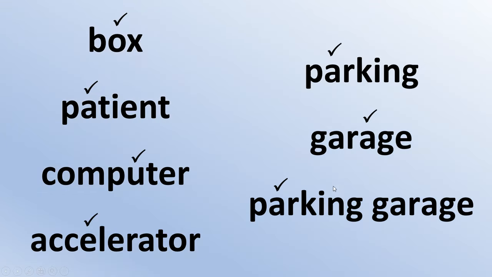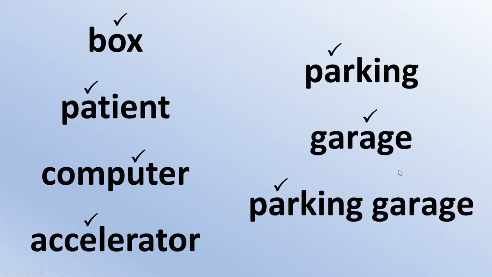If you think about it, this is how the stress works out in English. Box, patient, computer, accelerator, parking, garage. Put them together, we get parking garage. So we stress particular syllables in English, and our stress of those syllables doesn't necessarily have a clear flow or a clear rhyme or reason.